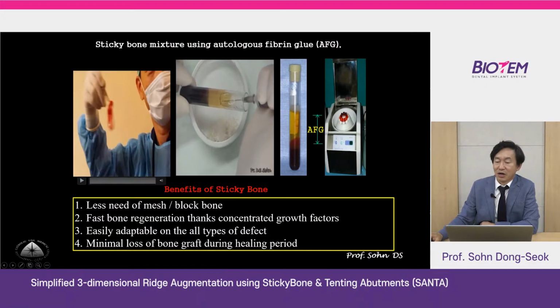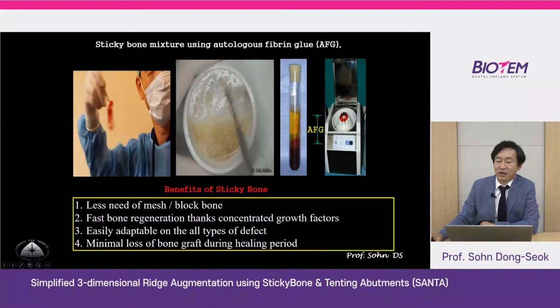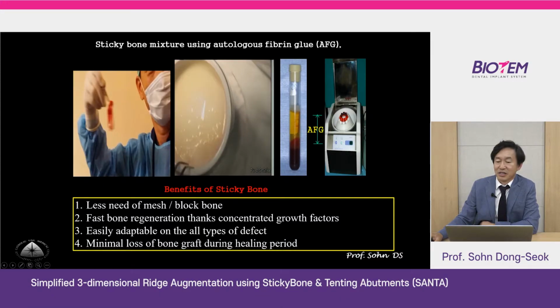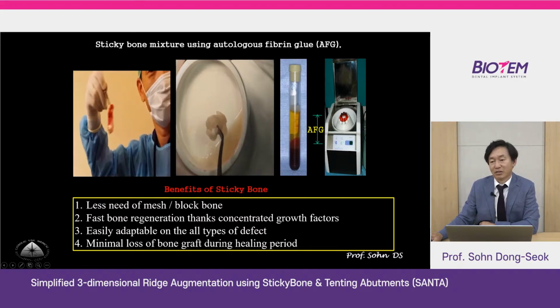This slide shows you some benefits of sticky bone. You don't need to use mesh or block bone for 3D-dimensional ridge augmentation in most cases. You can get faster bone regeneration thanks to the concentrated growth factors in sticky bone. You can place this graft material on all types of defects easily. And you can get a minimal loss of bone graft during the healing period.